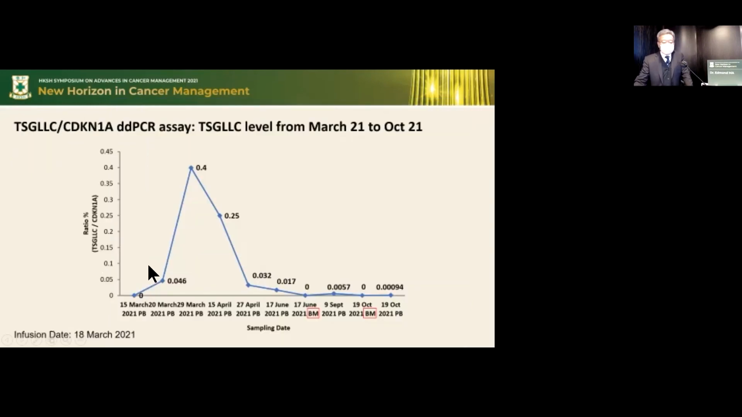If you plot it, with the y-axis being the ratio percentage against time, you can see that CAR T cells are detectable at 6 months, but only barely at 7 months. So I can say that the CAR T cell detectable period in this particular patient is around 6 months. And then unfortunately, the lymphoma relapsed at around 7 months.